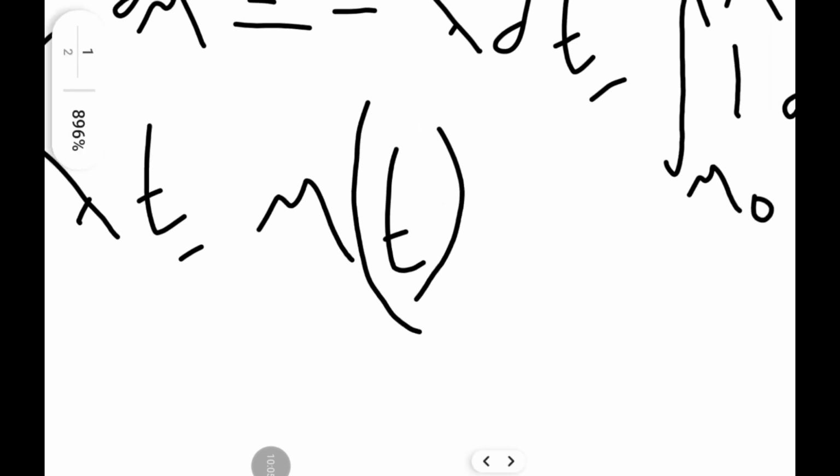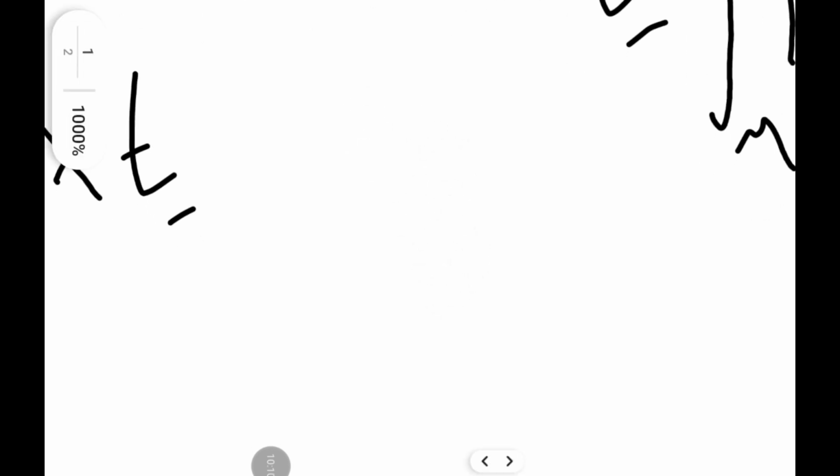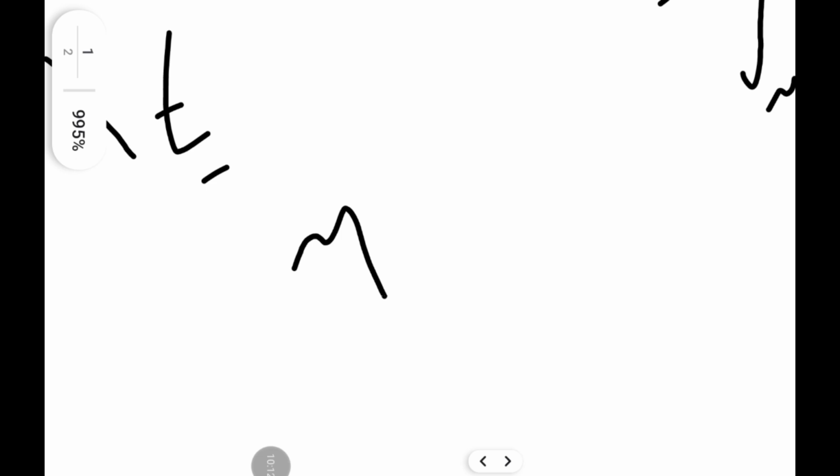Sorry, let's just change that. We'll put it somewhere more convenient. Yes, mass as a function of time. That's not helpful actually.